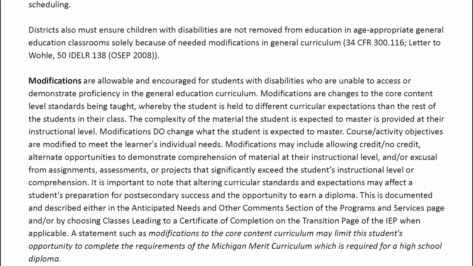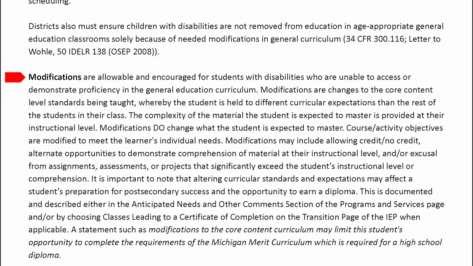Let's take a moment to talk about modifications. This tends to be a concern for general and special education teachers alike, yet modifications are allowable for students with disabilities who are unable to access or demonstrate proficiency in the general education curriculum.